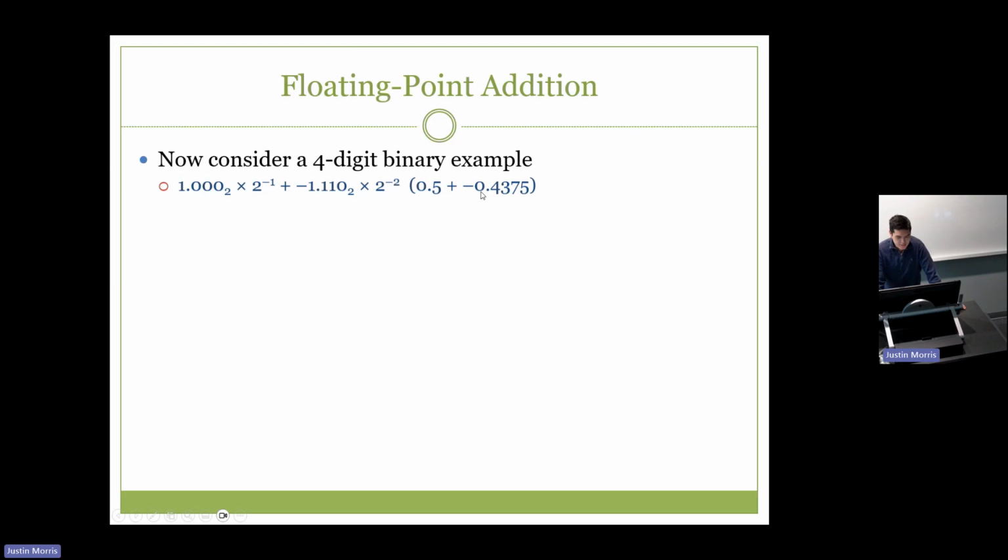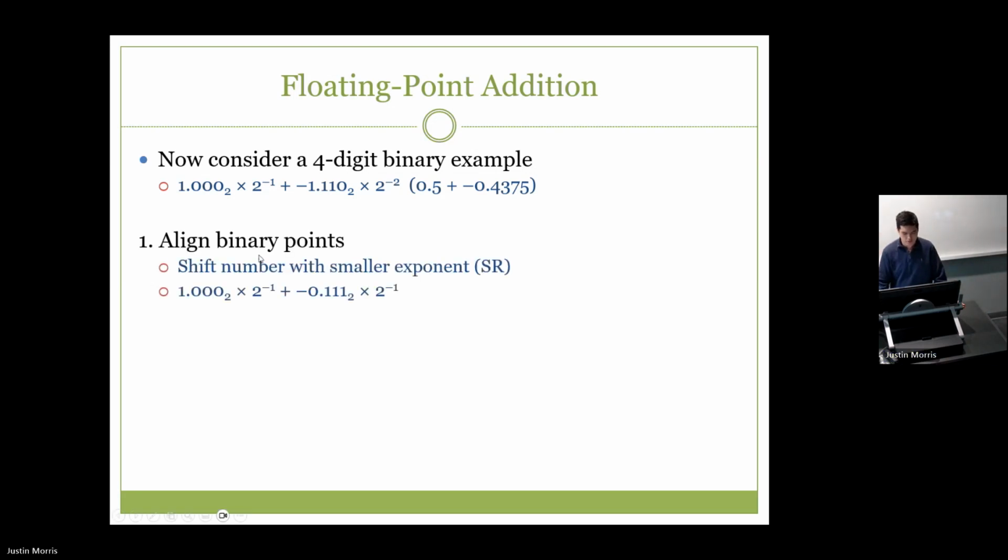So first step is, which one are we going to shift? The negative one, the right one, which has the smaller exponent. So we need to move it by 1, right? We shift the number with the smaller exponent. So this one stays the same. This one gets shifted just once to the left, and then we adjust the exponent. So now they have matching exponents.